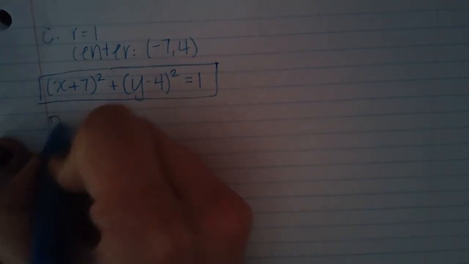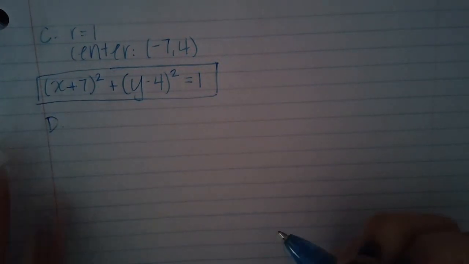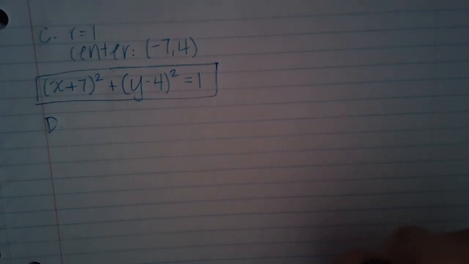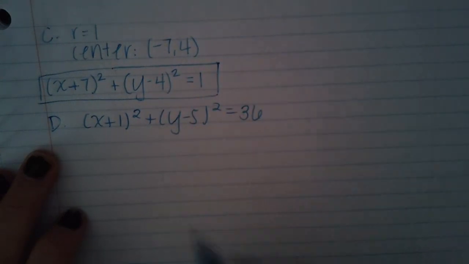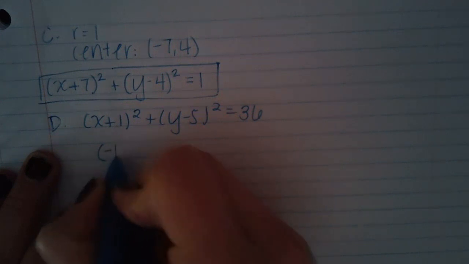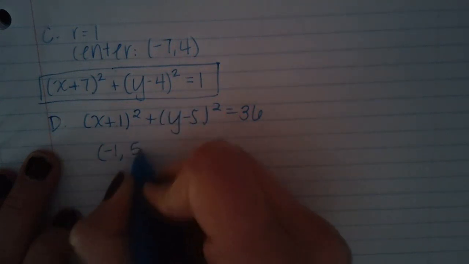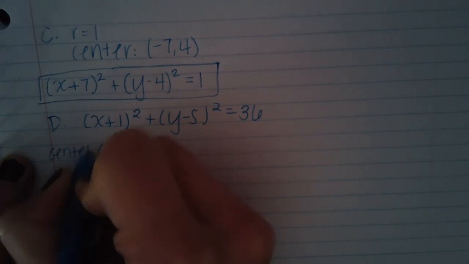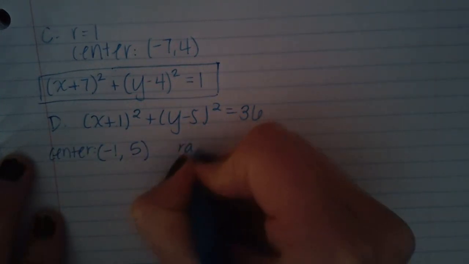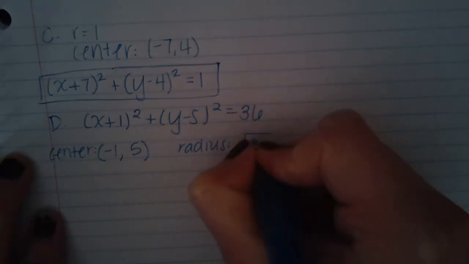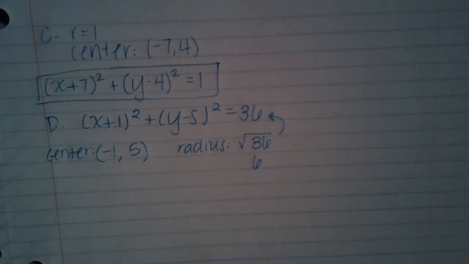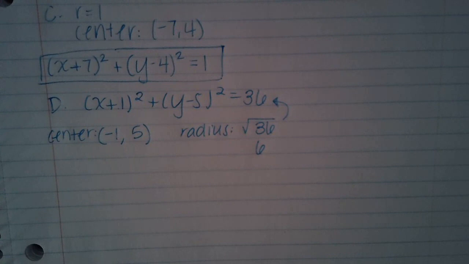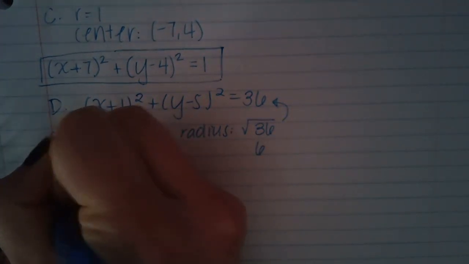For letter D, I'm just going right across. It says list the radius and the center of the circle that has the equation x plus 1 squared plus y minus 5 squared equals 36. So to do that, I change the sign of the 1, so -1, change the sign to -5, 5. That gives me my center. And then to find the radius, I take the square root of whatever number is left on the right-hand side of the equation, and we know the square root of 36 is a positive 6, because the radius can't be negative.